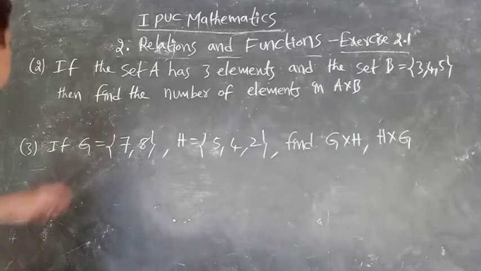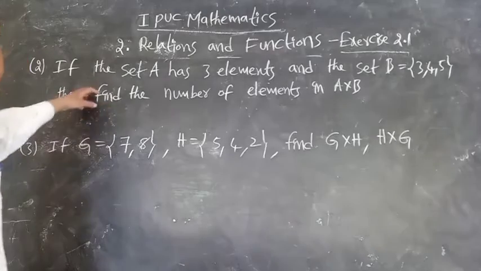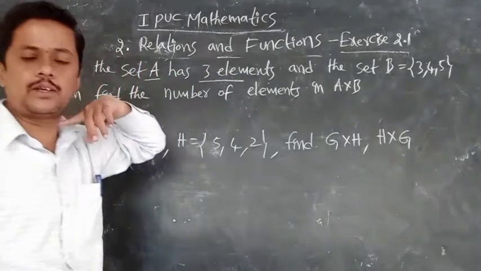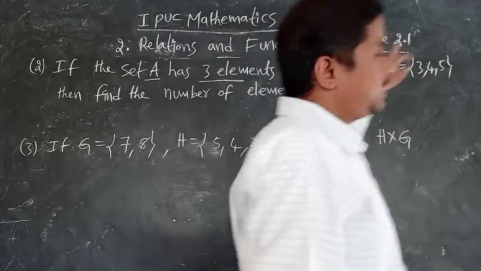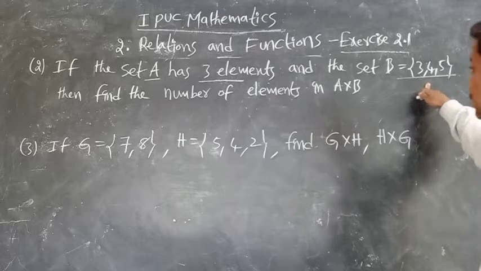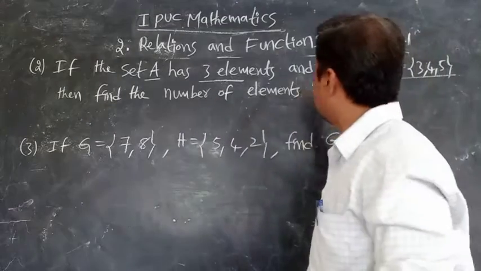Next, we will move to the second question in exercise 2.1. The set A has three elements. The set B is given like this: 3, 4, 5. How many elements are there? Again 3: 1, 2, 3. Three elements are there. Find the number of elements in A cross B.